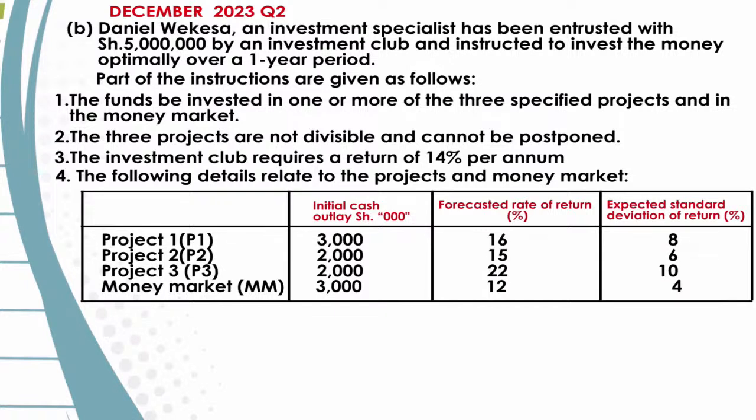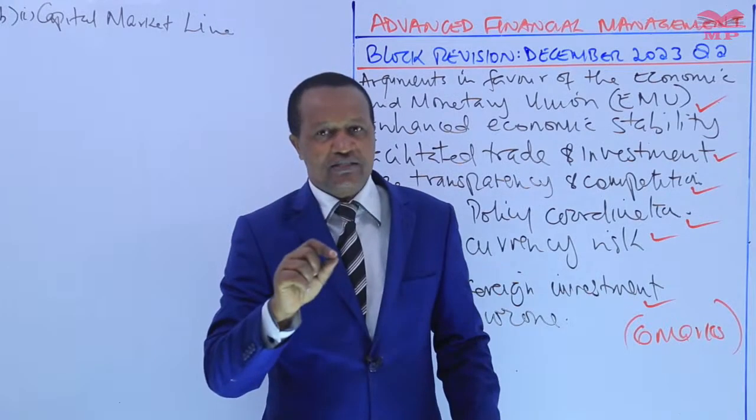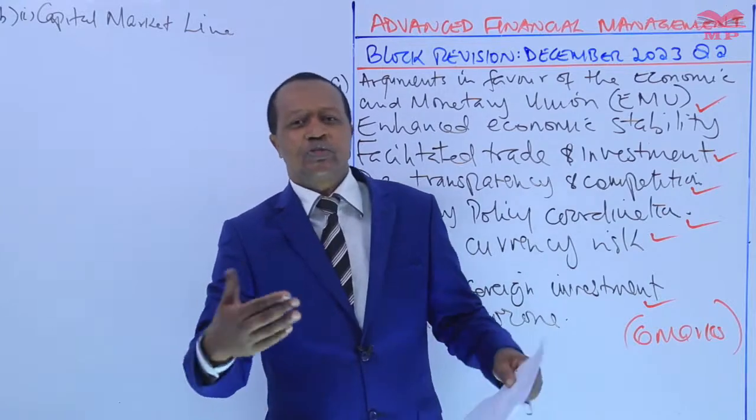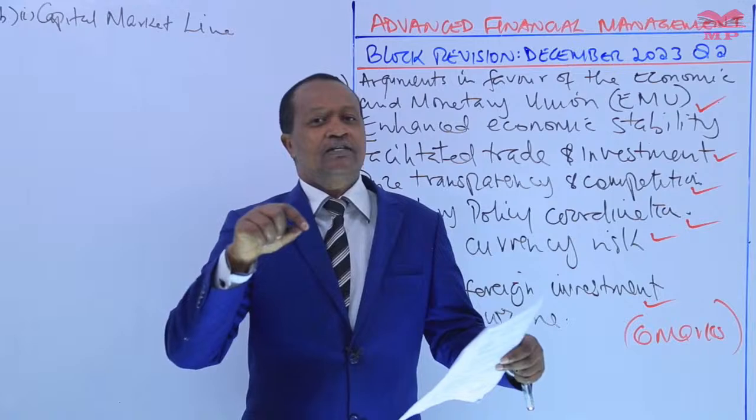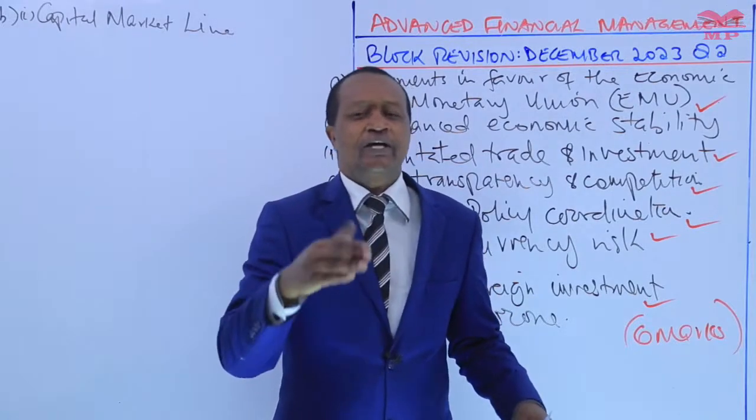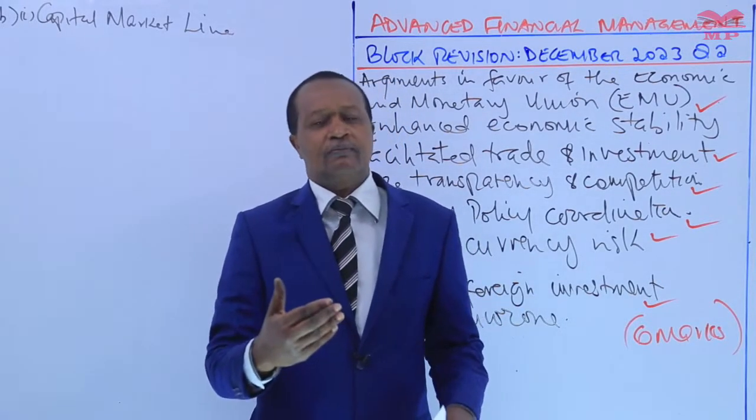Then we have project 2, which is 2 million, and the money market, which is 3 million. That's another possible project combination. And lastly, we have project 3 and money market. That's another project combination. So candidates, the capital market line illustrates the relationship between risk and return for efficient portfolios.